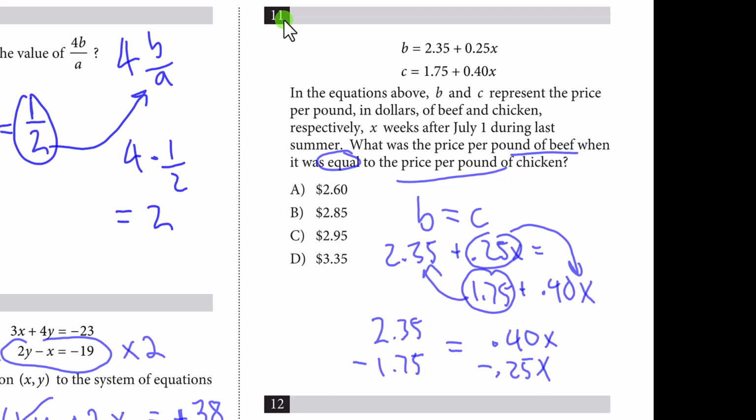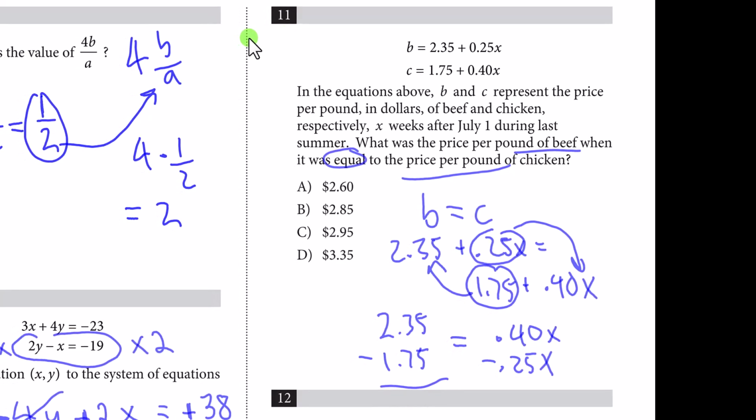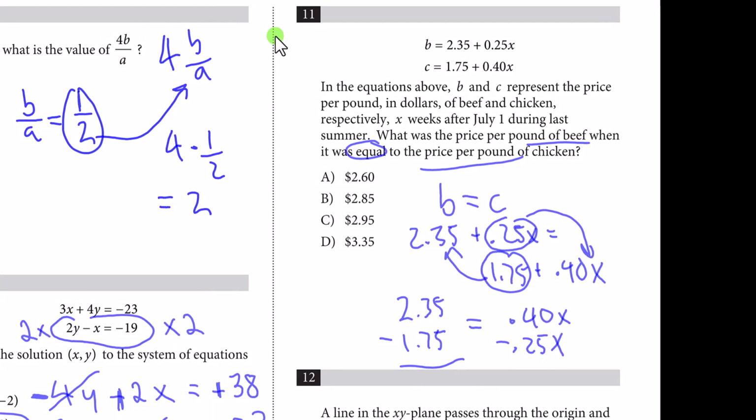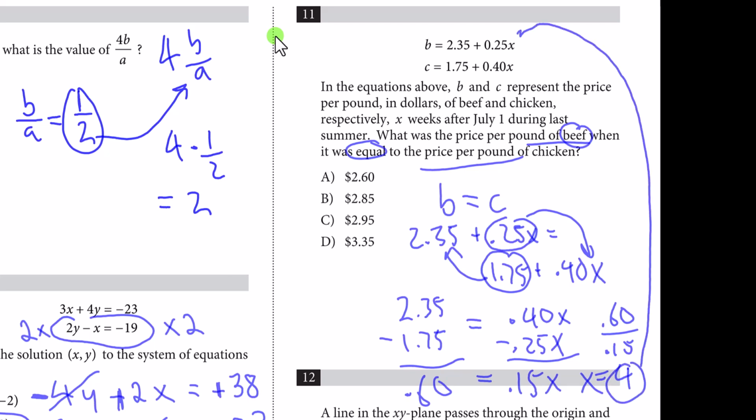All right, so you're not allowed to use a calculator on this, but this is not too bad. 235 minus 175, that's going to be 60. And 0.40 minus 0.25, that's going to give you 0.15x. So 0.60 divided by 0.15, that's actually going to give you 4. So x is equal to 4. 4 weeks later. Now, we're not done. We actually have to figure out what the price is per pound of beef. So we're looking at the price of beef after 4 weeks. We have to take that 4, plug that back in there.